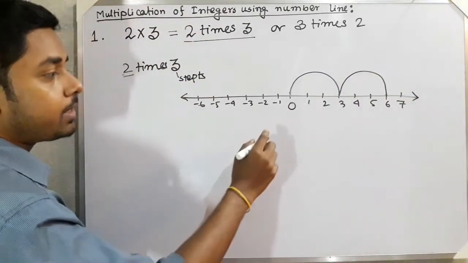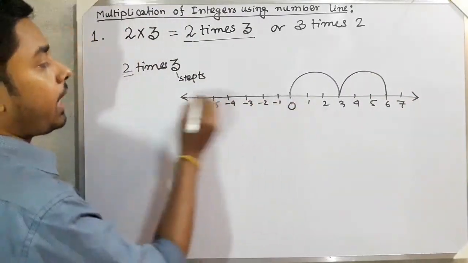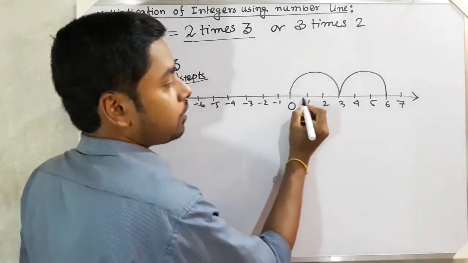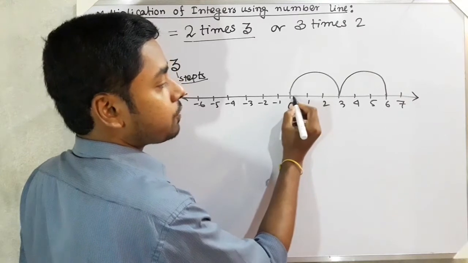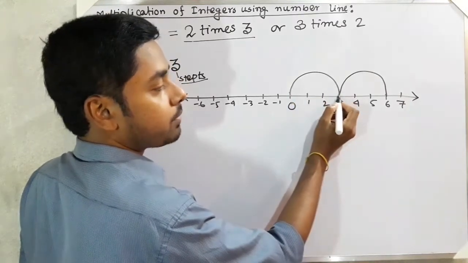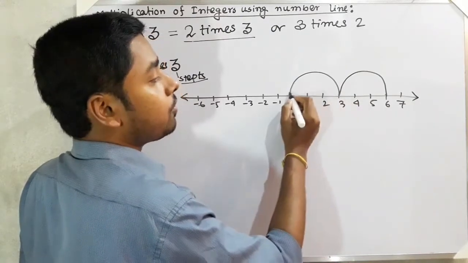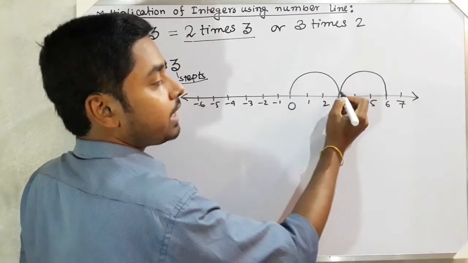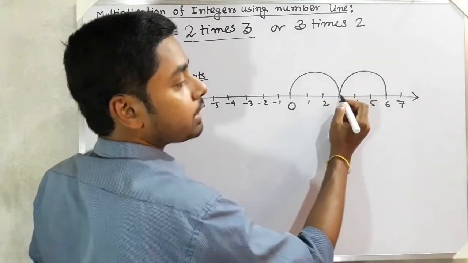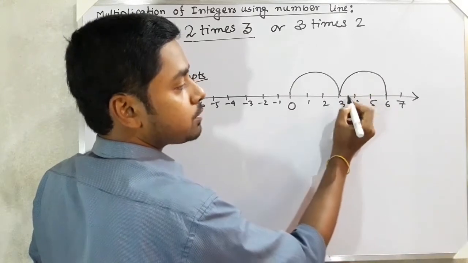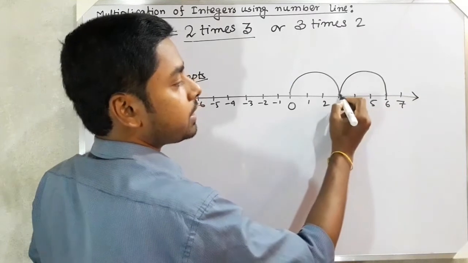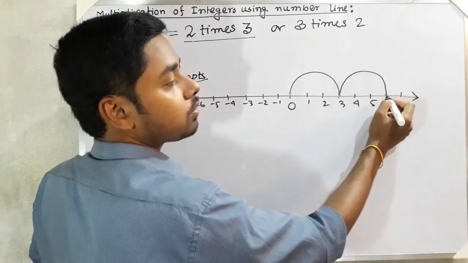What have we done here? From 0 we started and took 3 steps 2 times. From 0 we count 3 steps: first step, second step and third step. One time we have covered, and we have to cover 2 times, so again from here we cover 3 steps, 1, 2, 3. That means we reach 6.